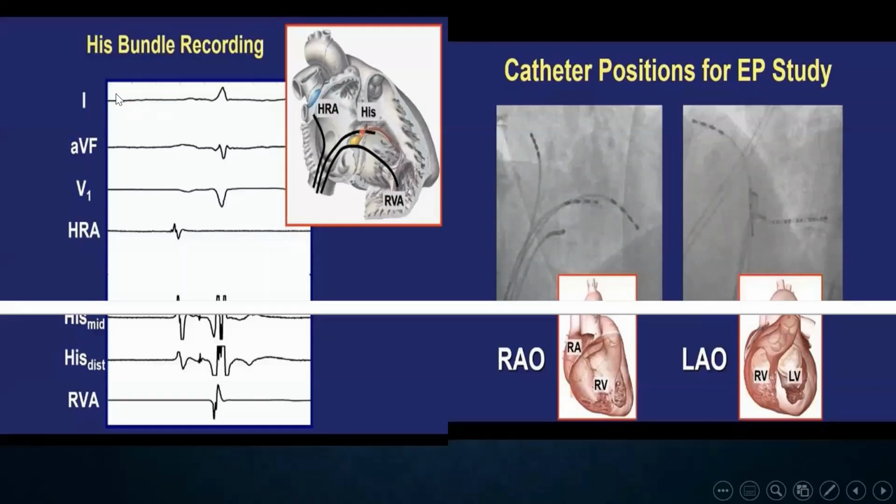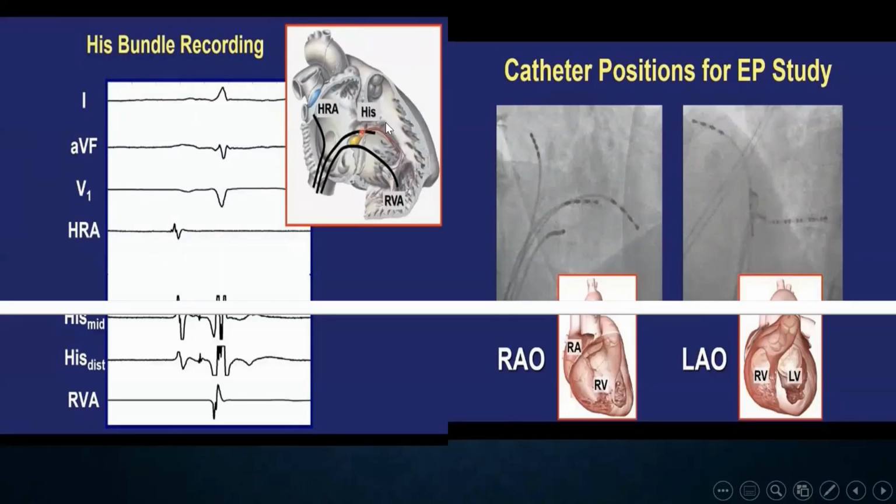What is reflected? This is the surface ECG. Usually we take 2 or 3 or 4 leads. P wave, QRS complex, P wave, QRS complex, P wave, QRS complex. The high right atrium reflects just atrial activity, which is local activity taken by the high right atrium catheter and annotated here.